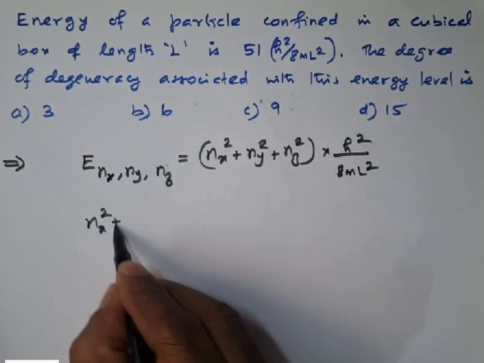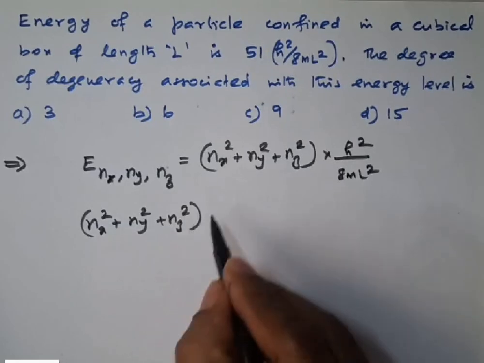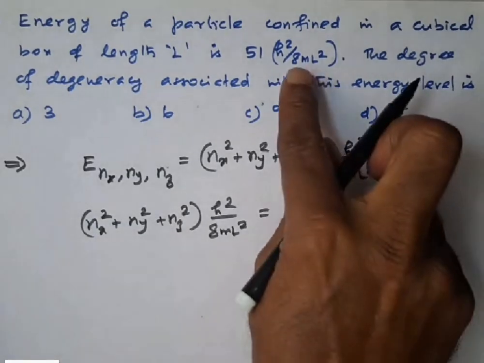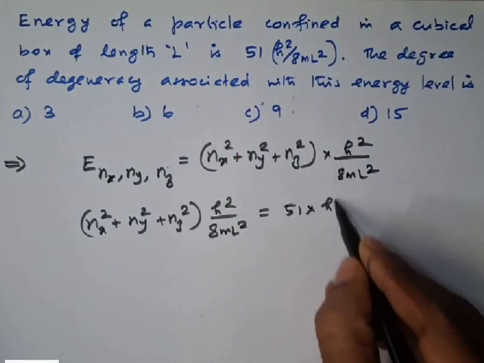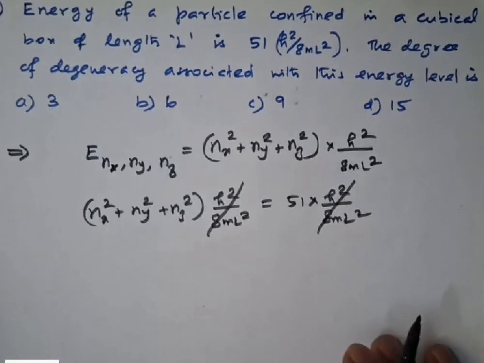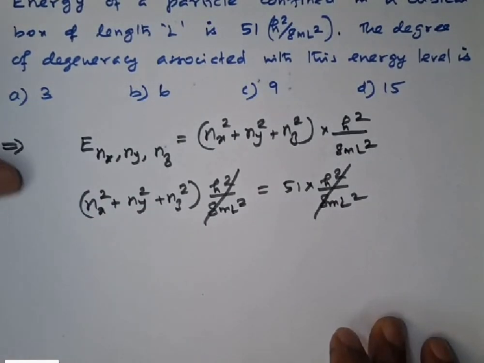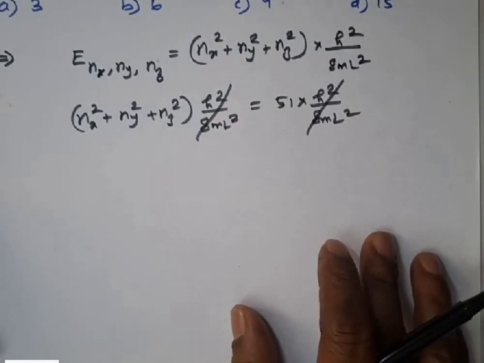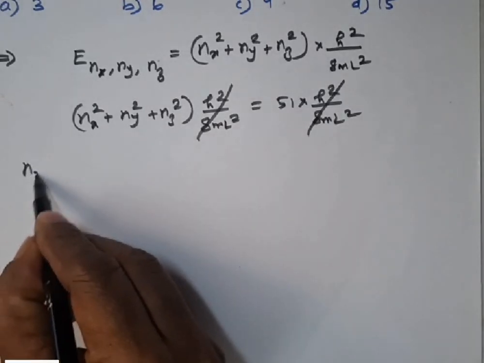So the general energy formula is nx square plus ny square plus nz square times h square by 8 m L square. Now, the energy for the particle in a cubical box is given, which is 51 times h square by 8 m L square. The h square by 8 m L square cancel each other. So nx square plus ny square plus nz square should give you the value of 51. Which combination will give 51, that we have to find out. Anyone tell me?